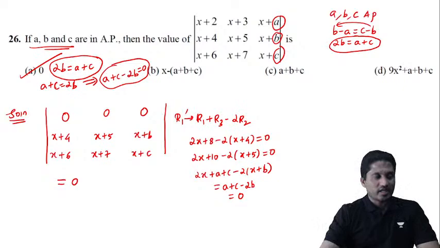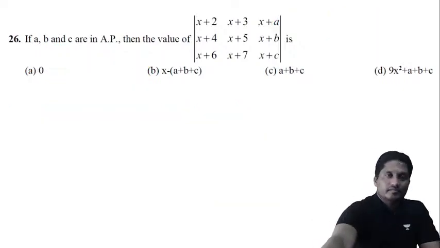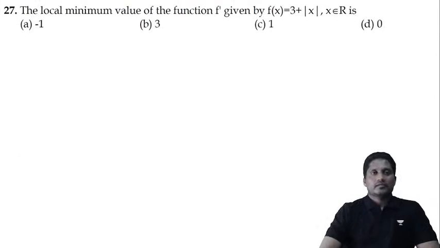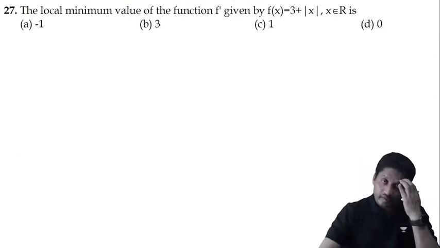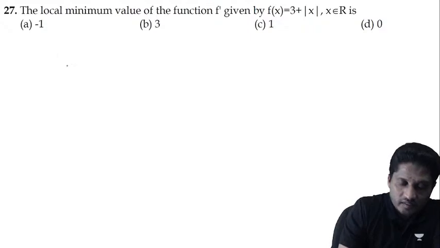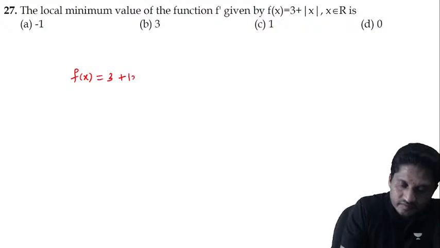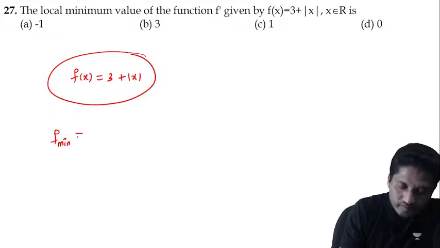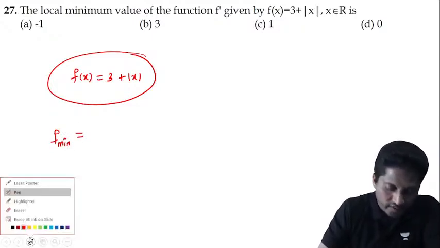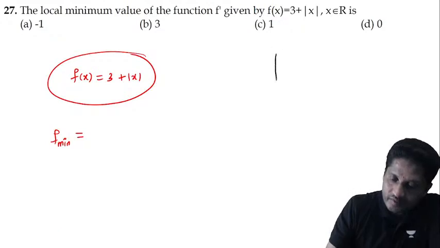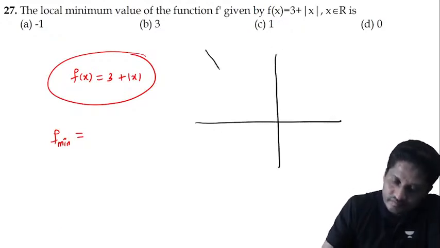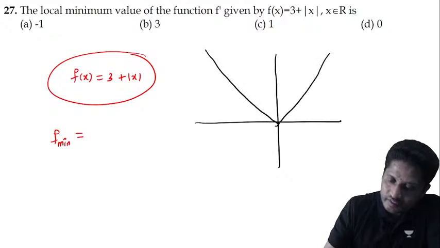This question is there in NCERT multiple choice questions, MCQs. Question number 26. What is the local minimum value of this function? F of x is equal to 3 plus modulus of x. I am supposed to find the local minimum value of this. What is the minimum value of mod, guys? Mod is a V-shaped graph, and you get a sharp edge at 0.